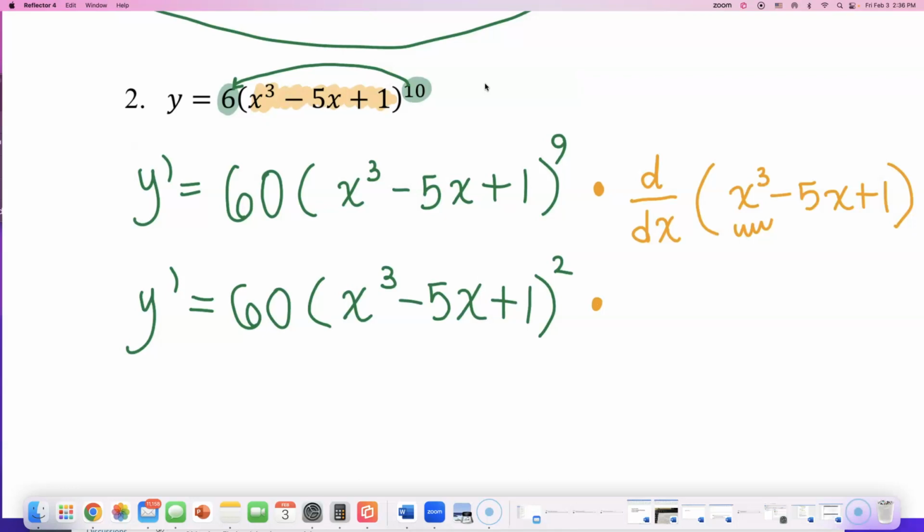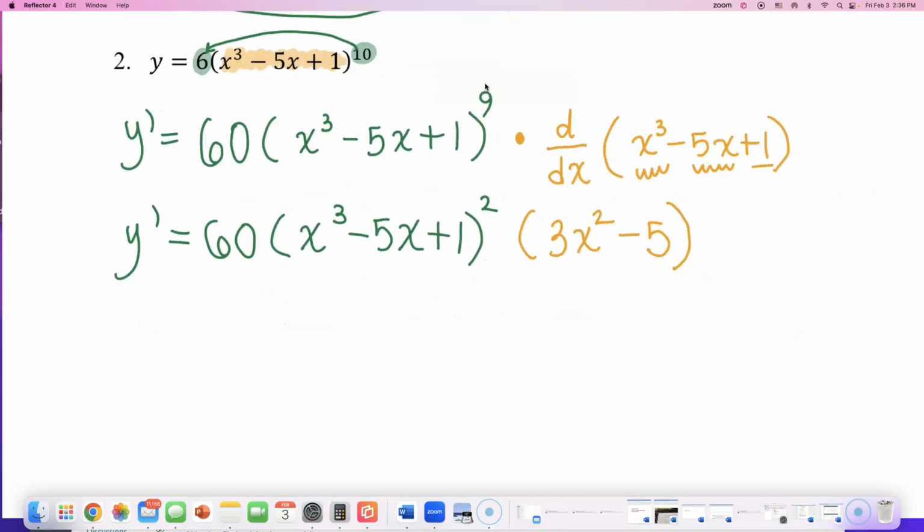X cubed will give us 3x squared, right? Derivative of negative 5x is negative 5. And derivative of 1 is just 0, so I don't have to write that. So this is my final answer, and I don't really have to put this multiplication dot in between them, and just can say this is my final answer.